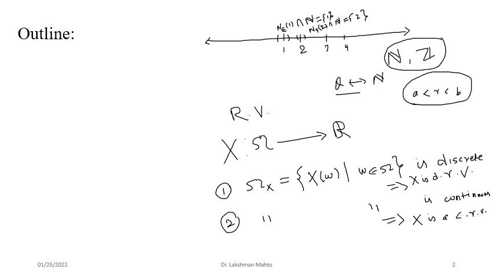So for example, in the last lecture you had already seen an example: you toss a coin thrice, three times, and in this experiment you define a random variable this way, counting the number of heads. So what are the possible values of X?